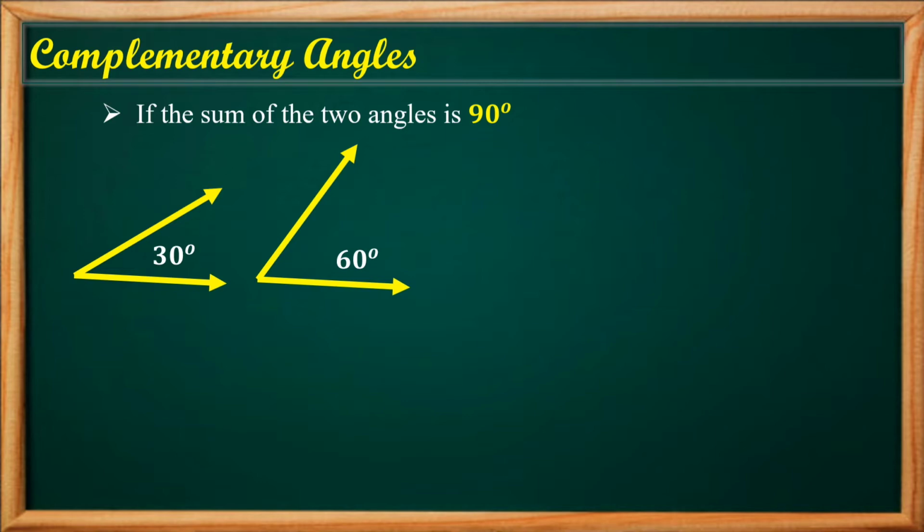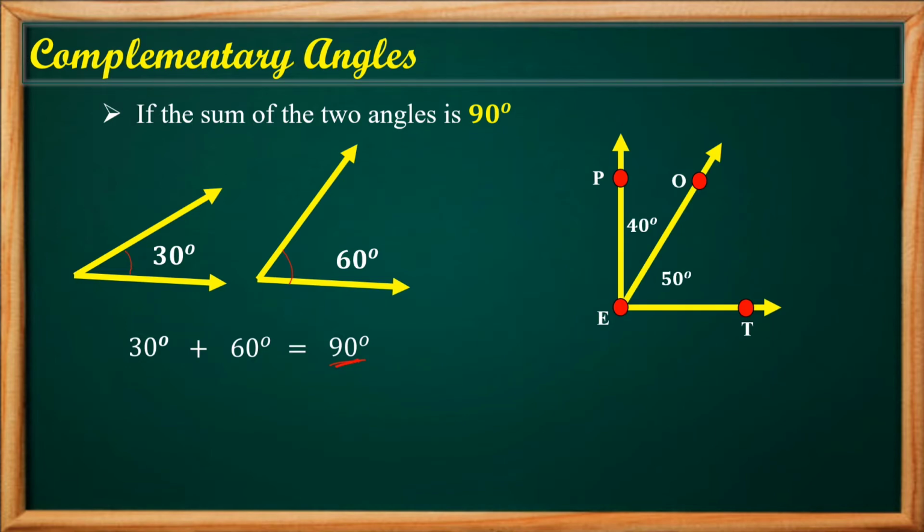This one measures 30 degrees, and the other one measures 60 degrees. Therefore, we need to add 30 degrees plus 60 degrees. The sum is 90 degrees. Since the sum is 90 degrees, then it is complementary angles.